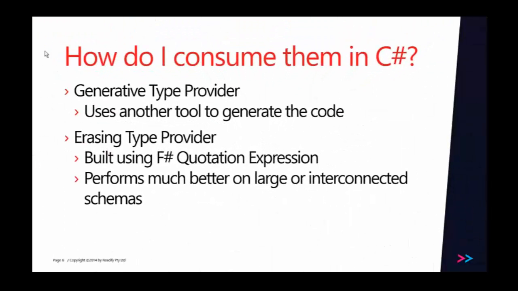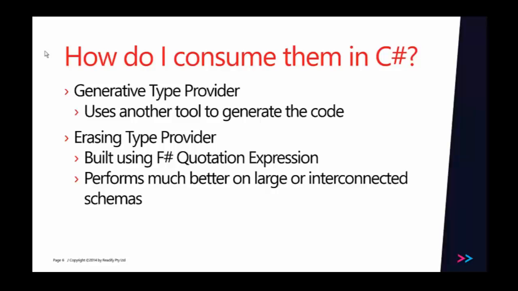How would you consume that type provider in C#? To answer that, you need to know the types of type providers out there. So basically, there are two types. One is generative type providers, like the WSDL or CSV ones, which use a tool under the hood like IL generation to generate code, pretty much like you would use a code generator tool in C# to generate code based on a WSDL.